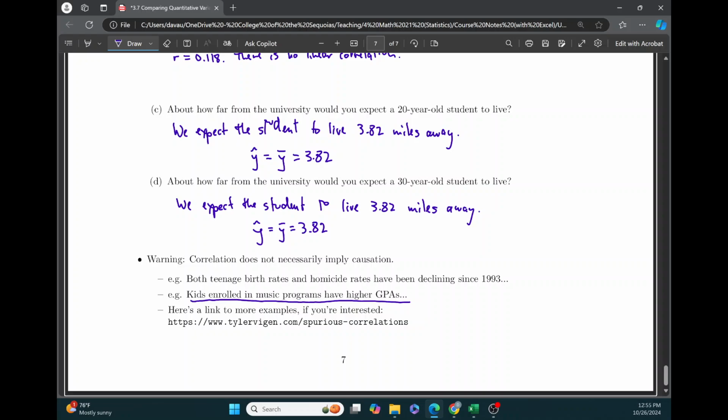And again, there's a link here that you can follow that I think has some really funny ones, like apparently the number of drowning deaths in the United States is correlated with the number of films that Nicolas Cage has starred in, right? And things like that. But clearly there's no causal relationship there. So I'll let you click that link and look through some of those if you want.